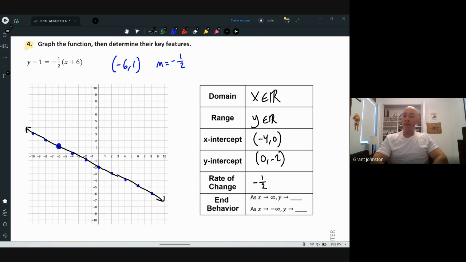Now our end behavior. So it says as x goes to infinity, where does y go? It's got a blank there. So as x goes to infinity, out this way, out to infinity, it looks like the y is going down to -infinity. It's going down. As x increases, y is decreasing.